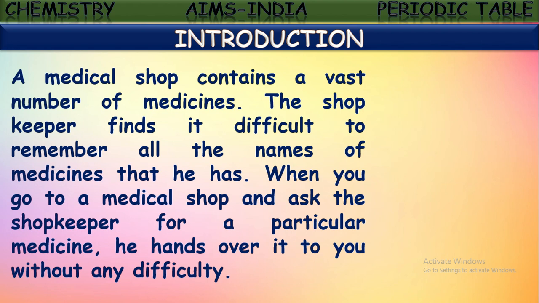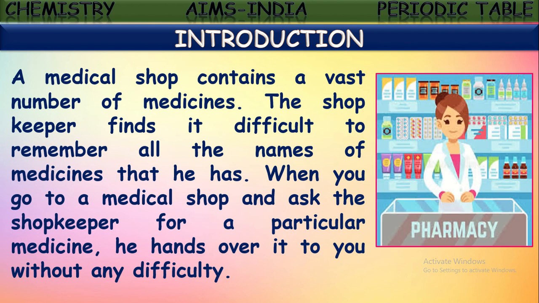For example, a medical shop contains a vast number of medicines, isn't it? Have you ever visited a pharmacy? If you go to a medical shop, there you can see so many kinds of medicines, tablets, syrups, and these all. The shopkeeper finds it difficult to remember all the names of the medicines that he has. But when you ask the shopkeeper for a particular medicine, he hands it over to you without any difficulty. How is it possible? Have you ever observed this?